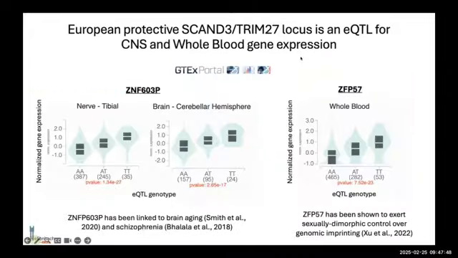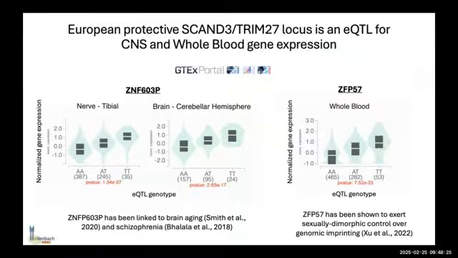To look at one of these in a little bit more detail, this is a somewhat novel locus. I think it was outside the range of the 2019 study. This one, between SCAN3 and TRIM27, also exhibits strong eQTL potential. You can see here the CNS tissues control this ZNF603P gene, whereas in whole blood, it seems to be controlling ZFP57.